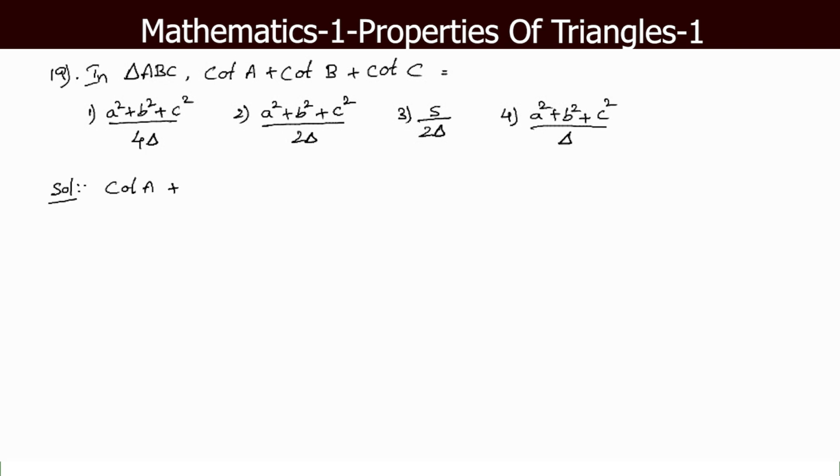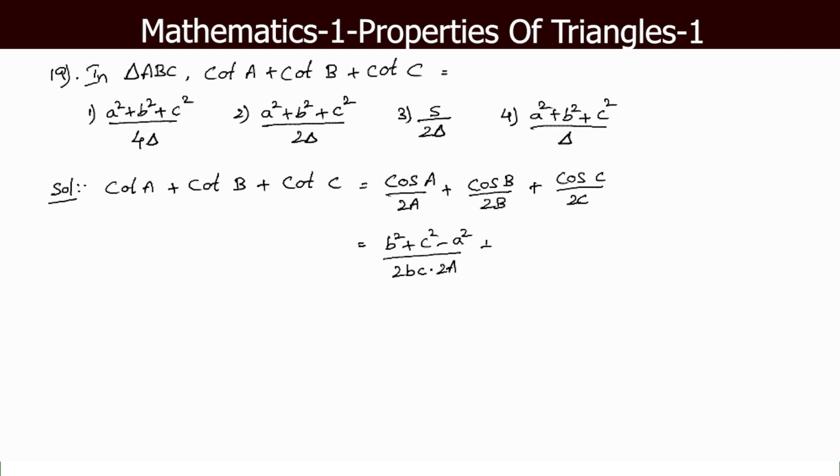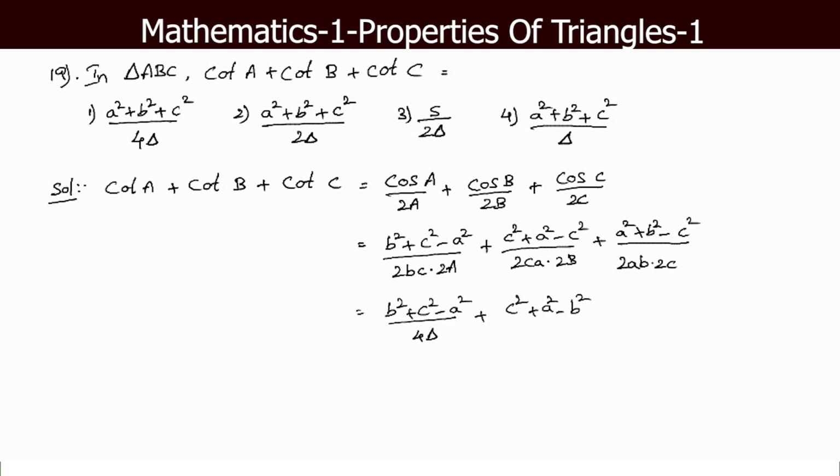Now, by writing cot A plus cot B plus cot C is equal to cos A by sin A plus cos B by sin B plus cos C by sin C, and using the cosine rule, that is equal to B square plus C square minus A square by 2BC sin A, C square plus A square minus B square by 2CA sin B, and A square plus B square minus C square by 2AB sin C. Which is nothing but B square plus C square minus A square by 4 delta, C square plus A square minus B square by 4 delta, and A square plus B square minus C square by 4 delta, because delta is equal to half BC sin A, half CA sin B, and half AB sin C. So, after simplification, you will get 1 by 4 delta into A square plus B square plus C square. So the correct option is option number 1.